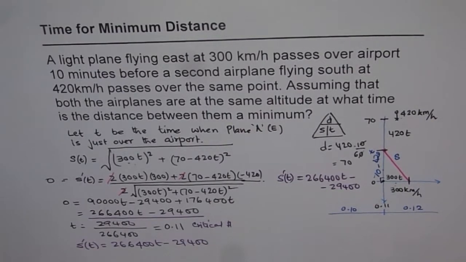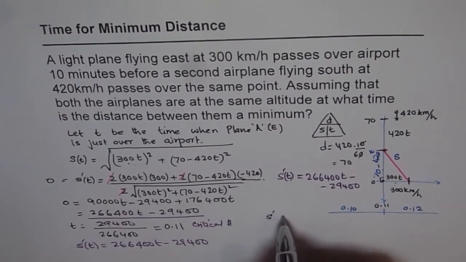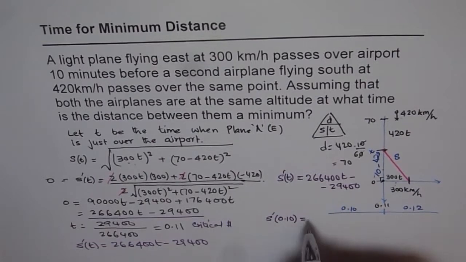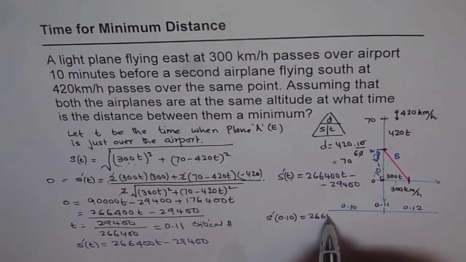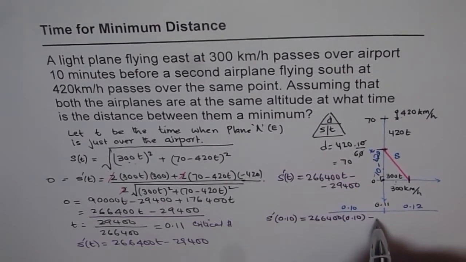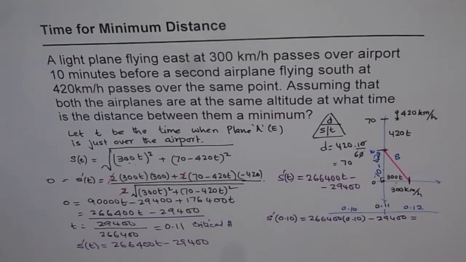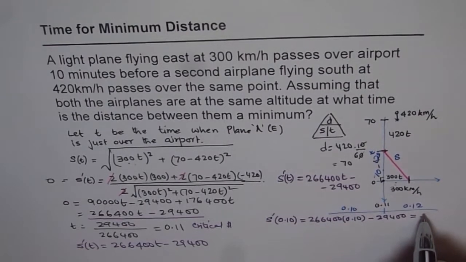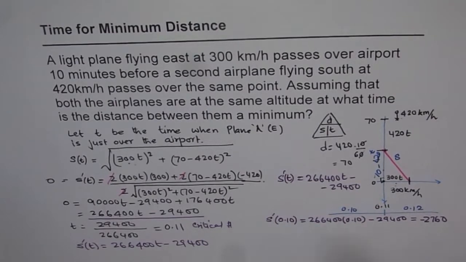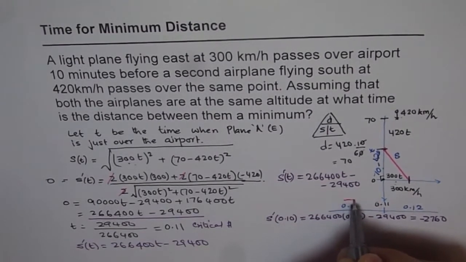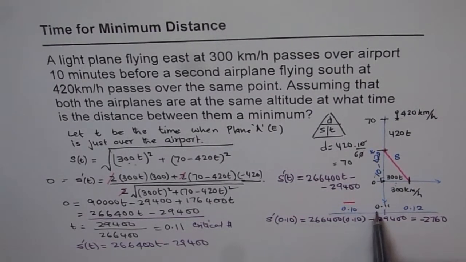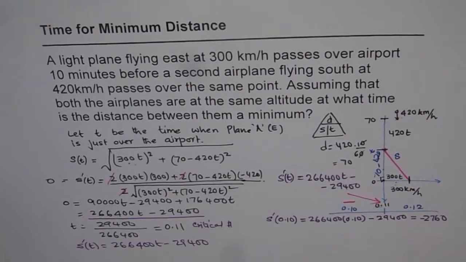So what we will do now is plug the value into this equation. So we say s'(0.10) is equal to what? It is equal to 266,400 times 0.10 minus 29,400, correct? And let's find what this is. So this will be 266,400 times 0.1 minus 29,400, and that gives us a negative value, right? So this value is negative 2760. Anyway, the important thing here is that when we checked the rate of change, it is negative in this region. That means before time 0.11, the distance was decreasing, right? So it is negative, meaning the distance is decreasing till 0.11.